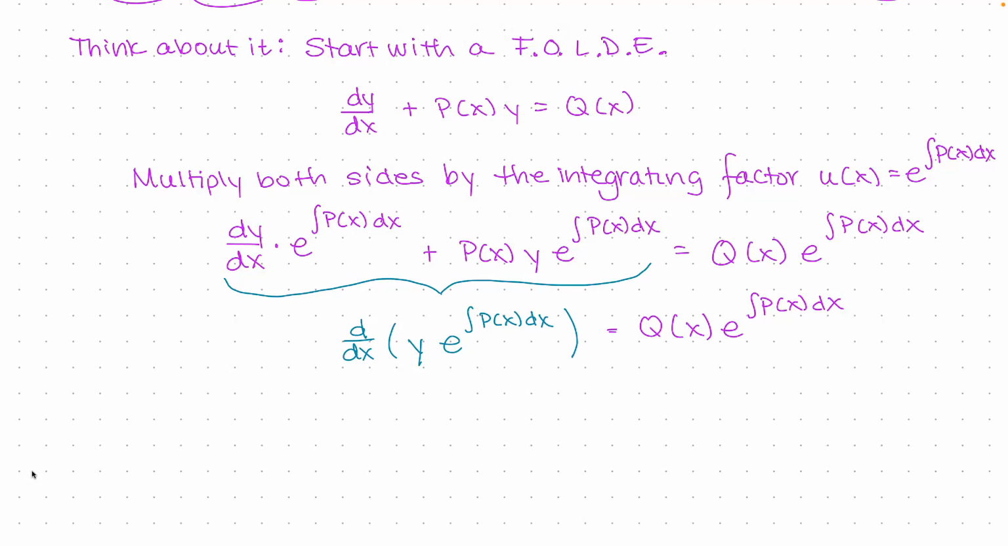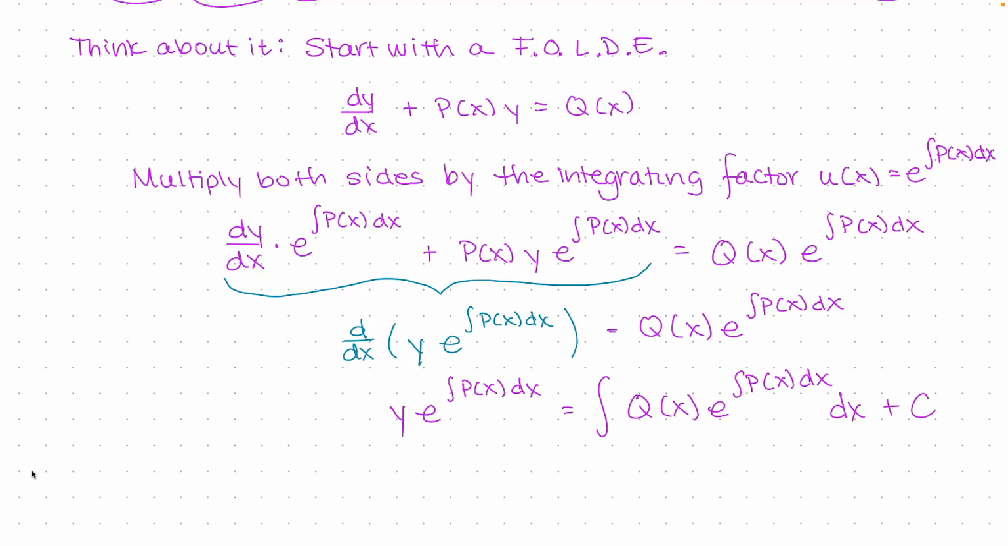So if we were to integrate both sides, that would cancel out the d dx. So we have y e to the integral of p of x dx. And then we have the integral of the right-hand side, but I'm integrating both sides. So I do have, whoops, need a dx here. We will have a plus c there when we integrate.